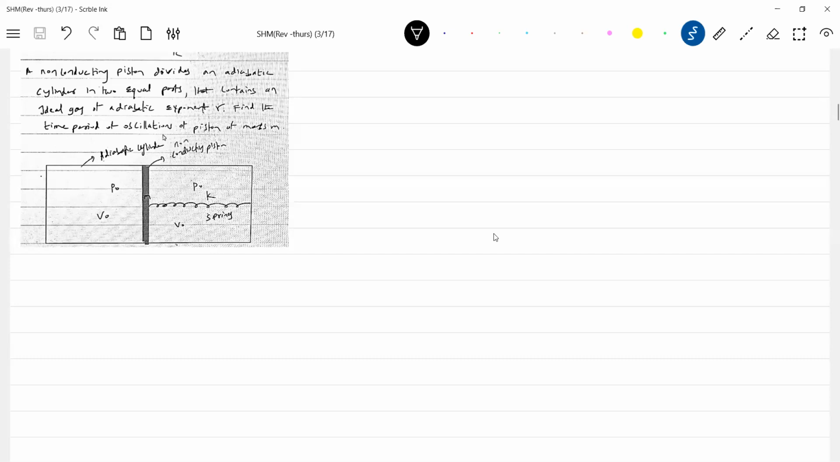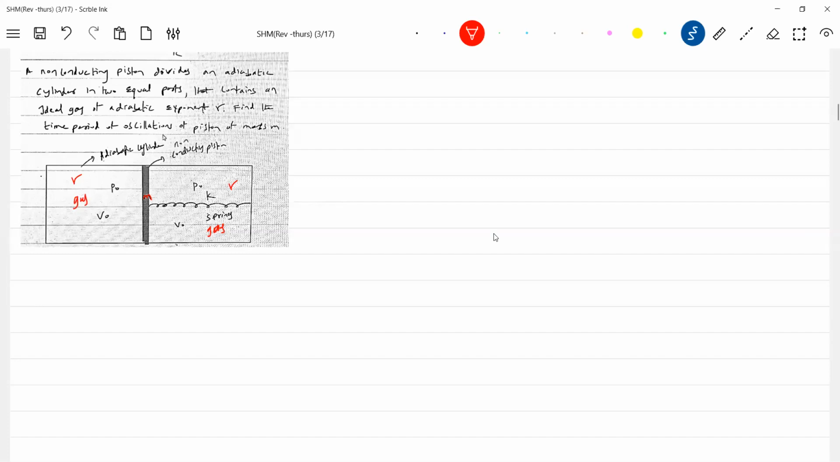You can manage the conditions that are there. No, little bit you have to be alert, because the gas is present on both the sides, P naught, V naught. So the gas is present on both sides. This is gamma. Adiabatic cylinder, the piston has a mass m, spring constant K. So initial pressure P naught, V naught, they're given like this.